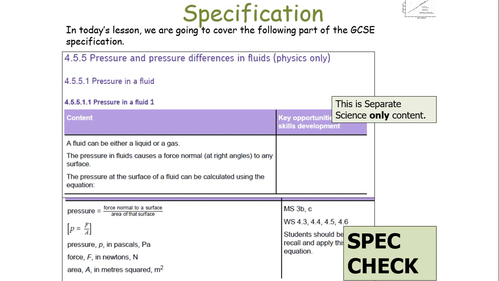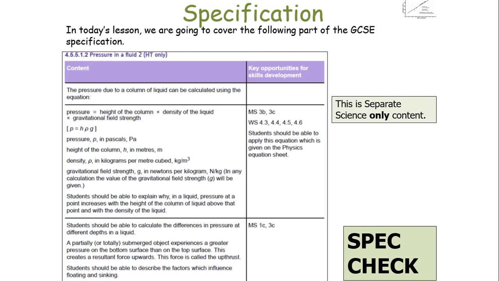Now please note that both this part of the specification and this part of the specification, which we're going to look at in today's lesson, are separate science only content. So if you were carrying out GCSE combined science, you would not have this as part of your specification.